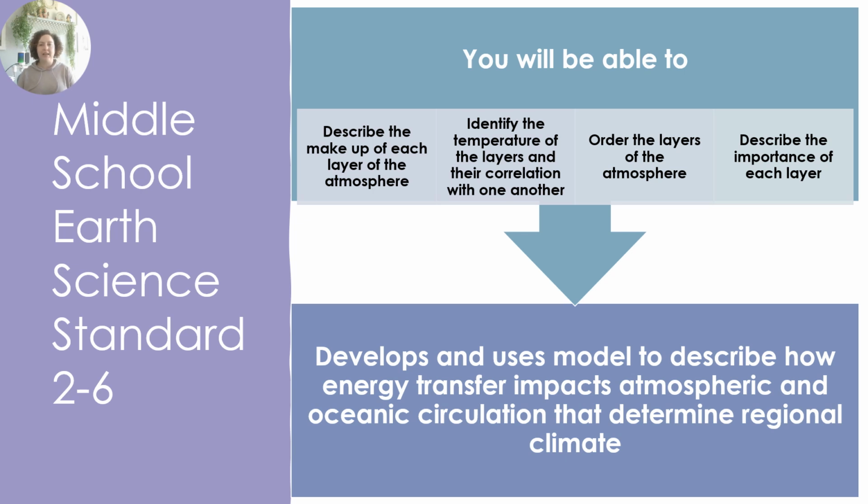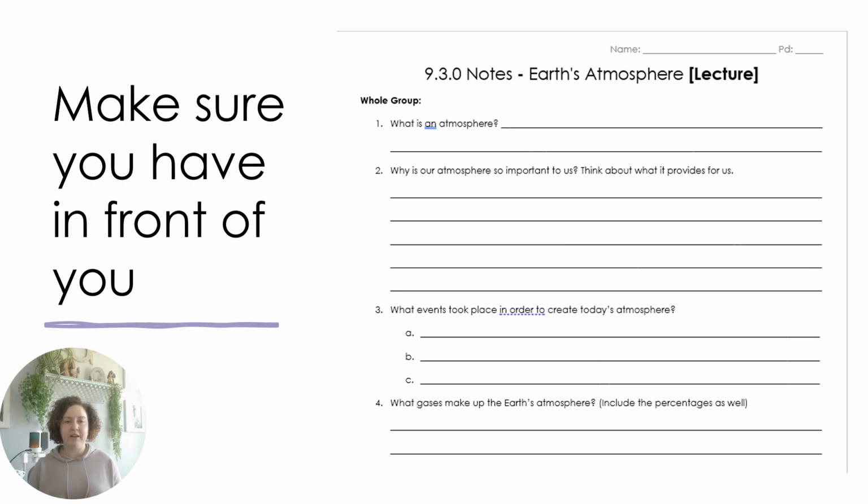So basically by the end of this mini lecture, you should be able to describe the makeup of each layer in our atmosphere, identify the temperature of the layer and their correlations with one another, as well as order the layers of our atmosphere and describe the importance of each layer. Because we wouldn't have multiple layers if they didn't play some sort of specific role in keeping us in a livable state. So make sure you have these notes in front of you and let's get going.